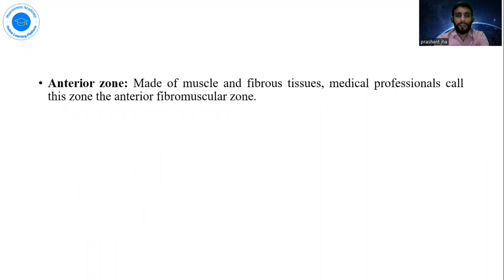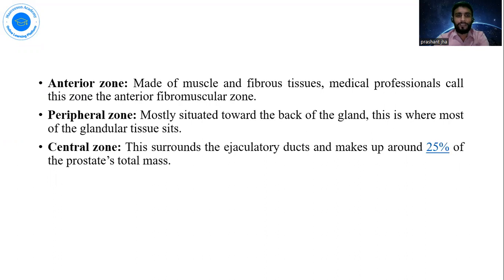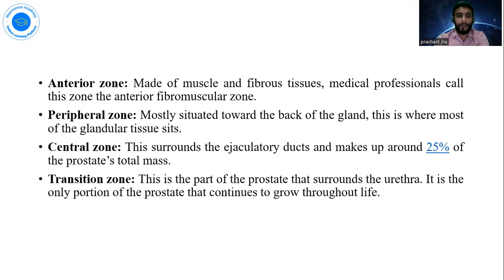So first is the anterior zone, made up of muscles and fibrous tissue. Medical professionals call this zone the anterior fibromuscular zone. Second is the peripheral zone, mostly situated toward the back of the gland, and this is where most of the glandular tissue sits. Next is the central zone. This surrounds the ejaculatory duct and makes up around 25% of the prostate's total mass. And next is the transition zone. This is the part of the prostate that surrounds the urethra, and it is the only portion of the prostate that continues to grow throughout life.